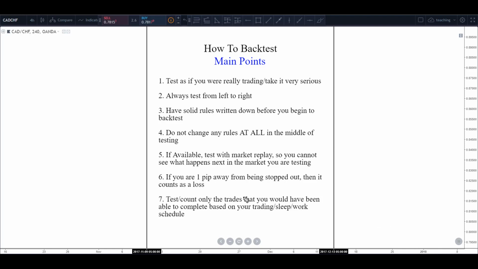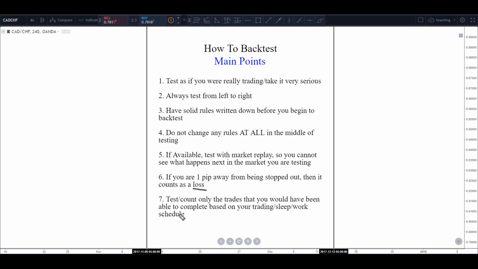Rule number 6, if you are 1 pip away from being stopped out during your backtest, then count that trade as a loss. It would be a very rare situation that in live market data, you get 1 pip away from being stopped out and don't get stopped out. The only situation I can think of is maybe during the market open of the London session at 3 a.m. or the New York session at 8 a.m. and maybe on the euro dollar. That would be the only situation I can think of where if you were 1 pip away from your stop loss, you may not be stopped out, and you still more than likely would be stopped out in that case. So something that I've implemented into my backtesting is if I am 1 pip away from being stopped out in my backtest, I count that trade as a loss.